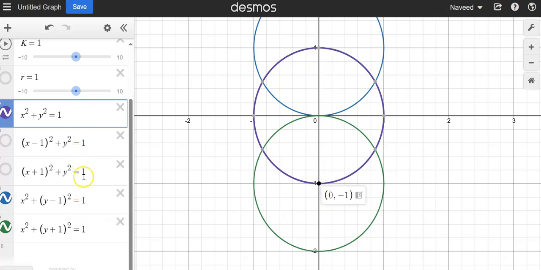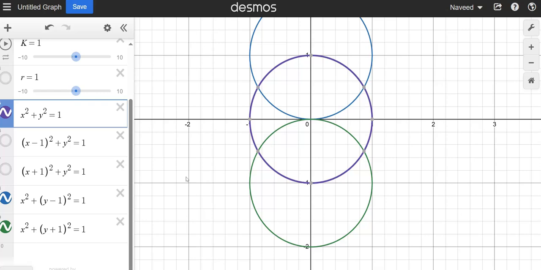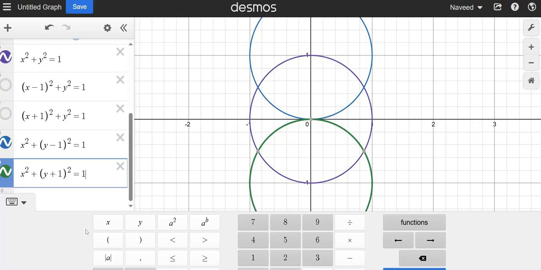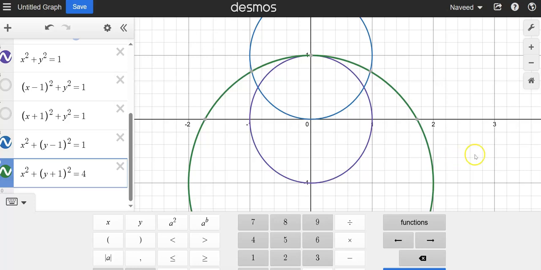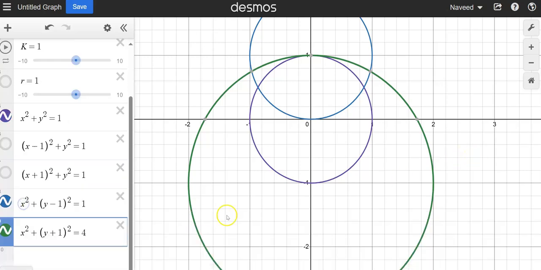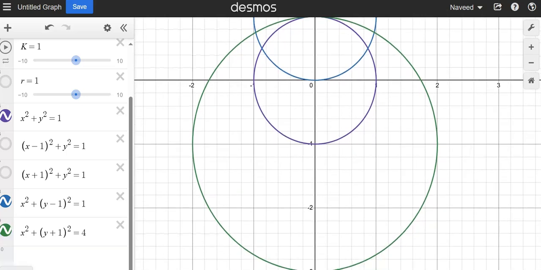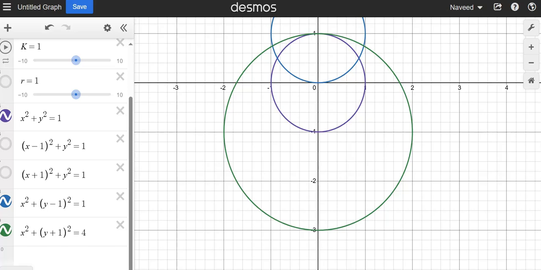And notice that I didn't change the radius. Radius stays 1, but I could change the radius. If I come here for the green graph, if I change the radius to 2, look what happened. It just becomes bigger. So the square root of 2 is actually the radius, not 2. So if I actually put 4, and let me bring it down closer, now you can see that the radius is actually 2.